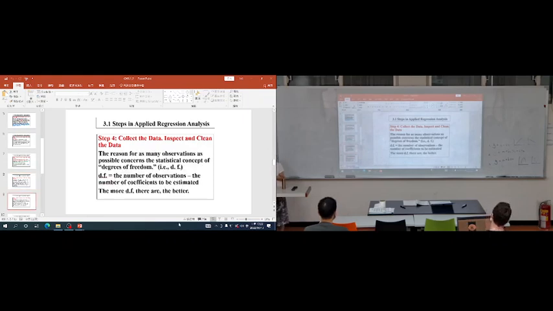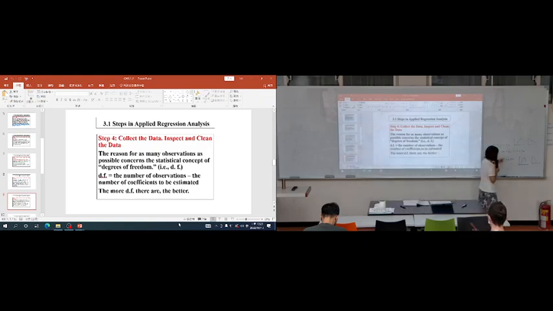Okay, and this is what I want to explain. The reason for wanting as many observations as possible concerns the statistical concept of degrees of freedom. I'd like to explain the meaning of degrees of freedom. Degrees of freedom in statistics, since we're talking about regression, we're using regression as an example. What do we mean by degrees of freedom? It means the number of observations minus the number of coefficients to be estimated.